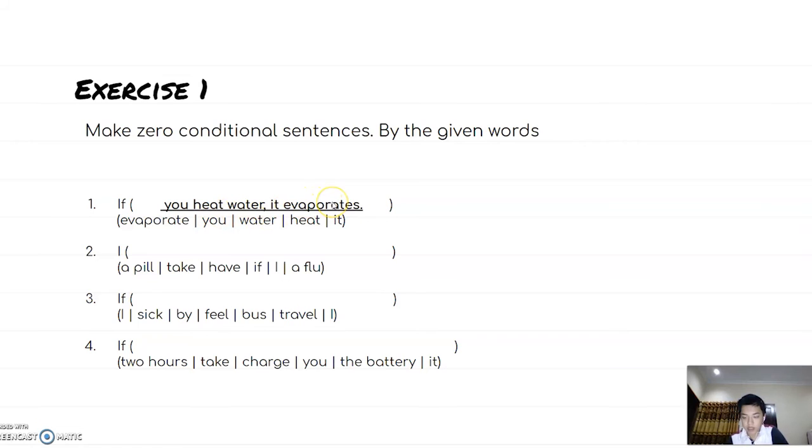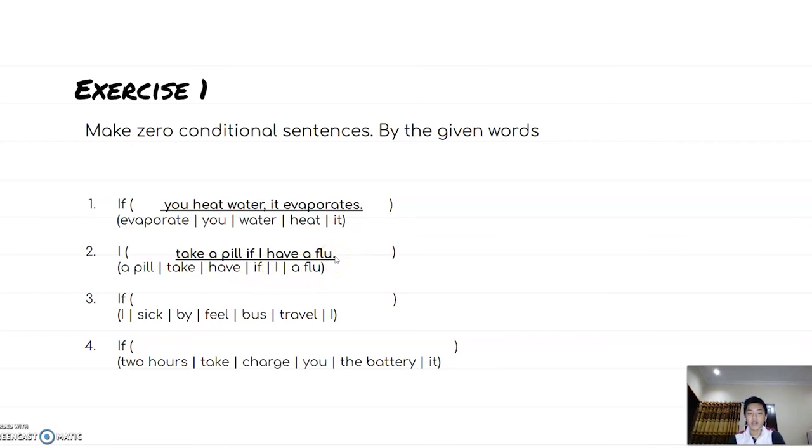Just like what my friend Krishna said, we use a zero conditional sentence when the condition in the sentence is true. Because when you heat water, it evaporates, the condition is true. So number 1 is a zero conditional sentence. Okay, we move to number 2. The given words are pill, take, have, if, I, a flu. The sentence is: I take a pill if I have a flu.